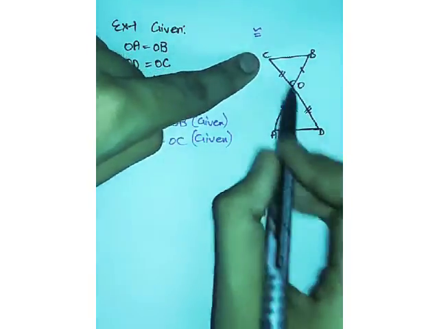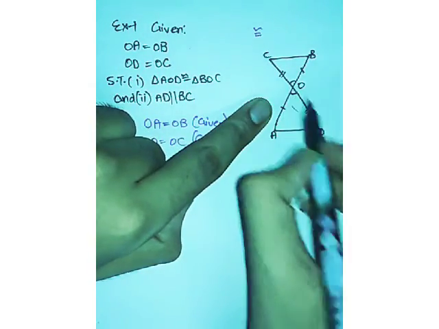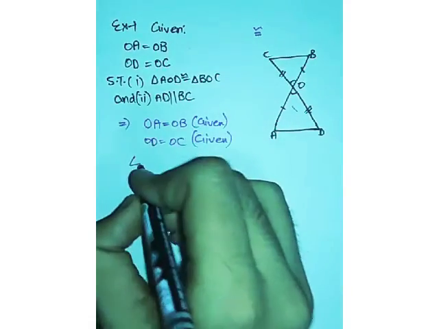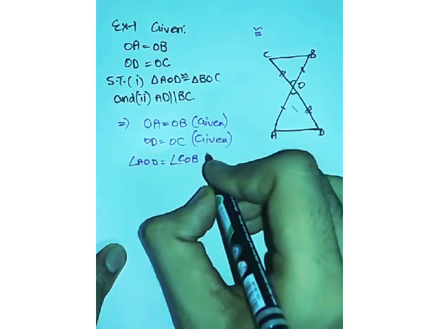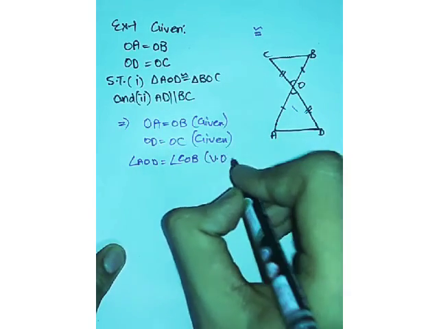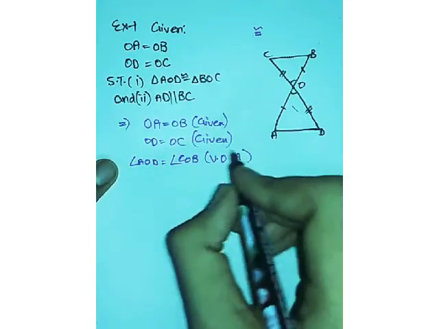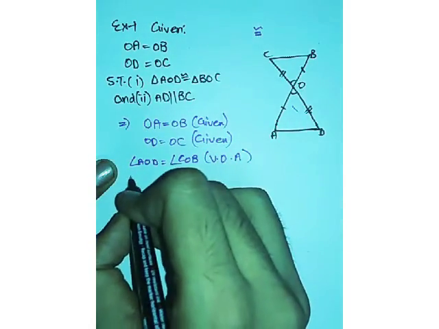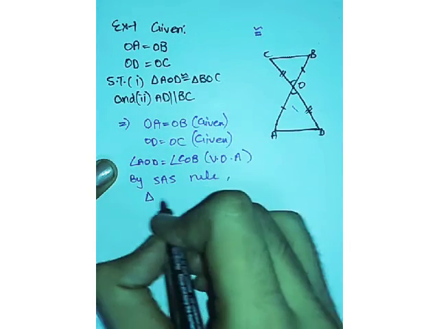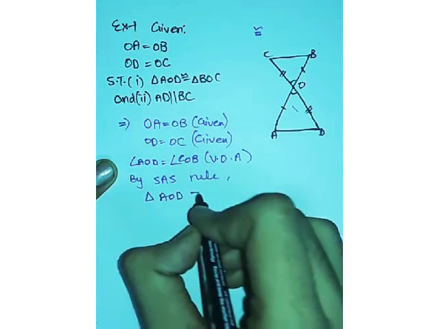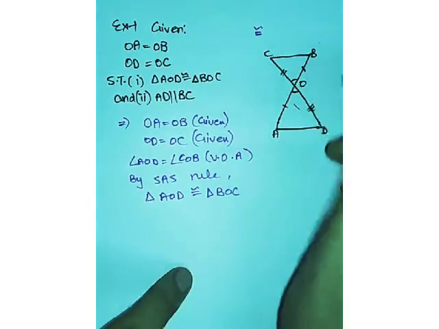That is two sides and one angle is equal. Now which angle is equal? Yeah, it's very clear that angle AOD is equal to angle COB. Why? It's a very common thing that these are vertically opposite angles, right? So now if two sides and one angle is equal, then by SAS rule, triangle AOD is congruent to triangle BOC, right?